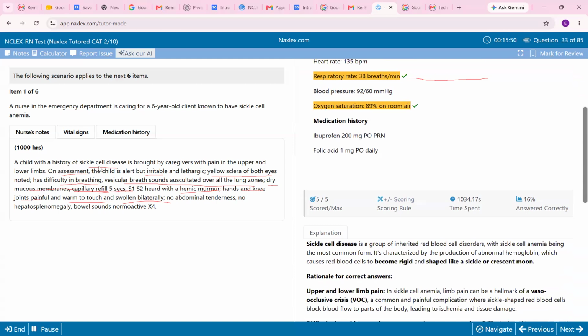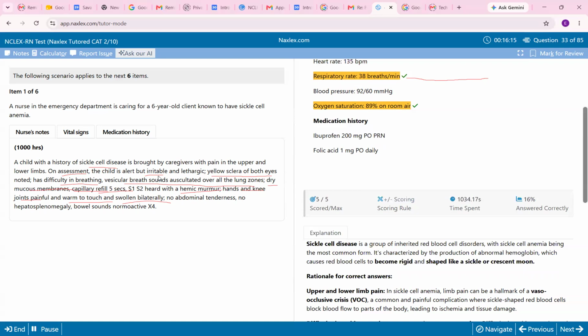The child with a history of sickle cell disease is brought by the caregivers with pain in the upper and lower limbs. That means previously there was no pain; suddenly the client has developed it. When there is a new onset of symptom, it should be managed immediately. Also, the child is alert but irritable. Irritable means he is having severe pain.